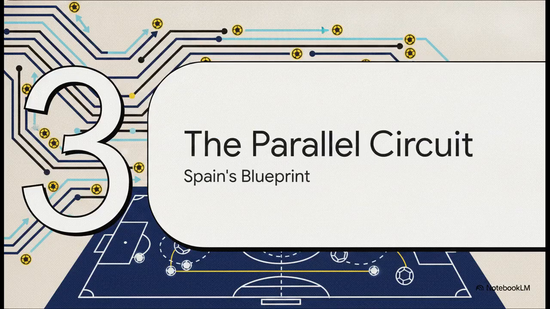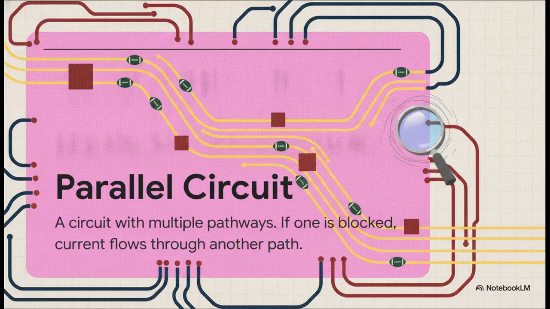Let's jump to Section 3, Spain, and the parallel circuit. Let's see how this builds into an entirely different tactical approach. While France was struggling with their fragile single pathway, Spain brought a completely different blueprint to the pitch. Spain operated as a parallel circuit. This is a circuit designed with multiple independent pathways for electricity to flow.